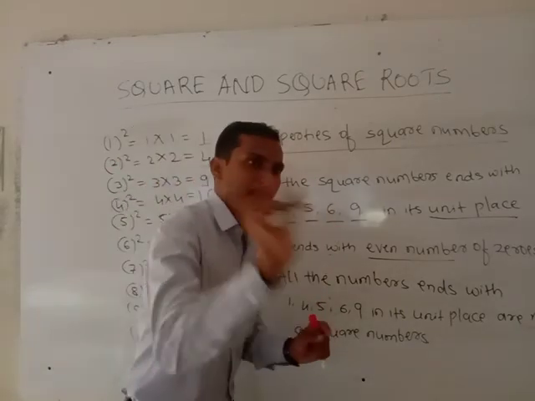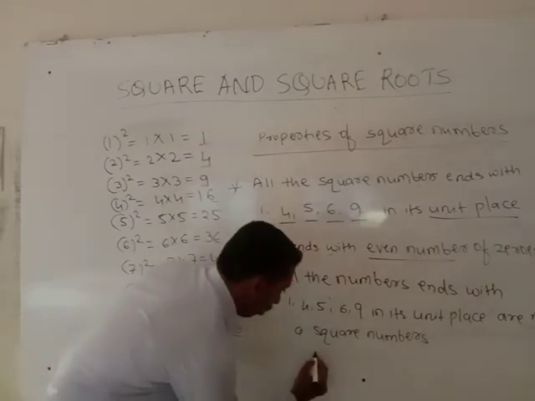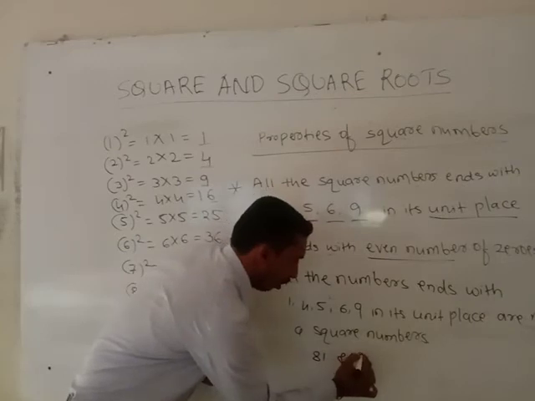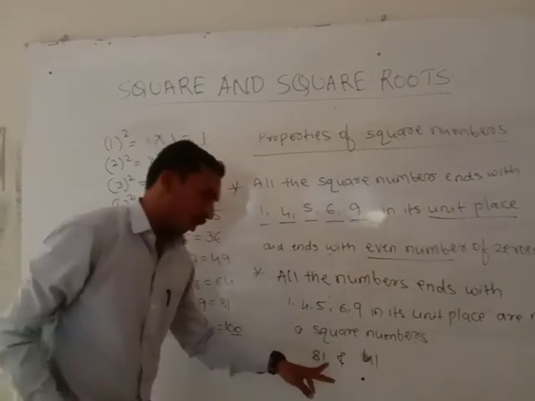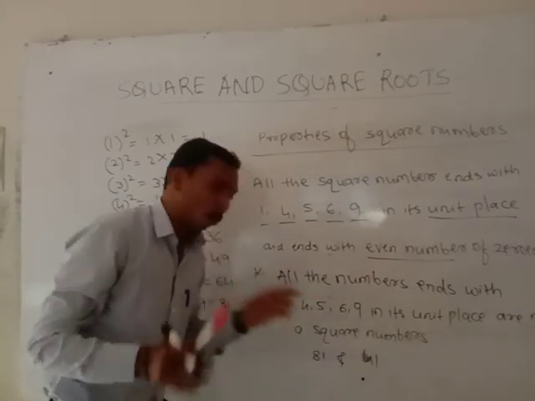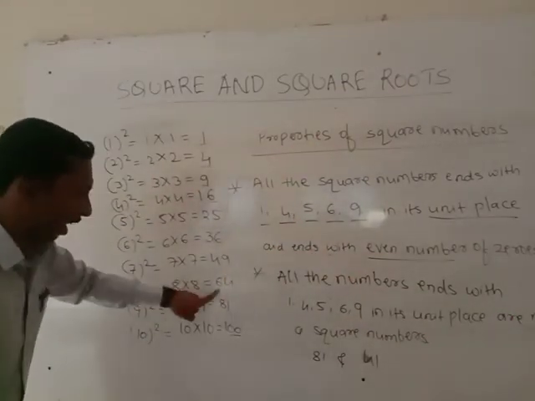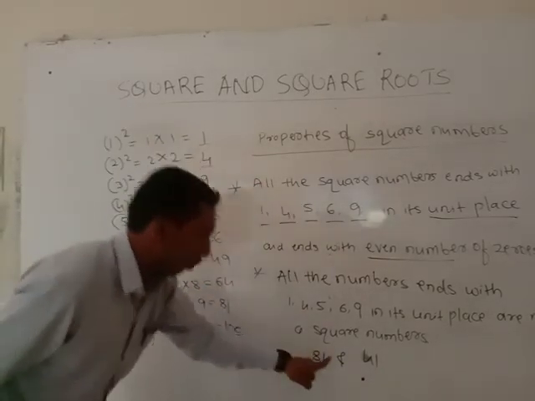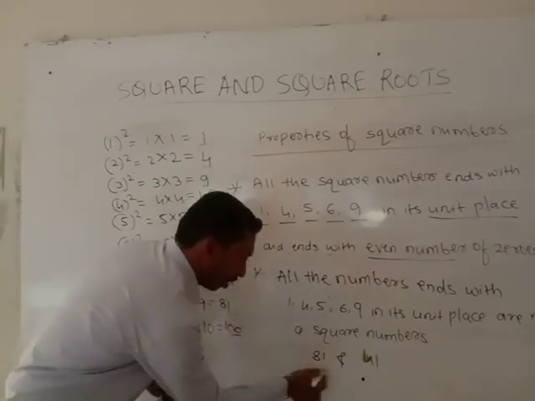Look here, I will take 2 examples: 81 and 41. Here it ends with 1, and here also it ends with 1. According to the first statement, 81 is a square number. All the square numbers end with 1, and 81 is a perfect square.